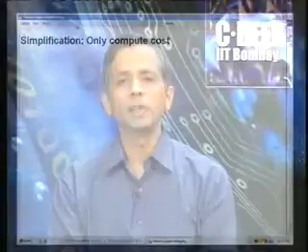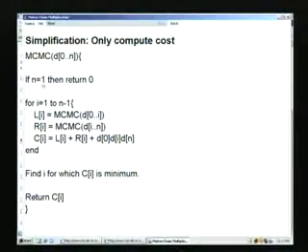Now, we could work with this, but to simplify matters, we will consider an algorithm in which we only compute the costs and not the tree itself. So, the idea is going to be very similar to the previous algorithm. In fact, it is going to be simpler. So, earlier we said that if n is equal to 1, then we return a single element. In this case, we are not going to return a single element, but we are going to return its cost. So, in this case, we are going to return 0.